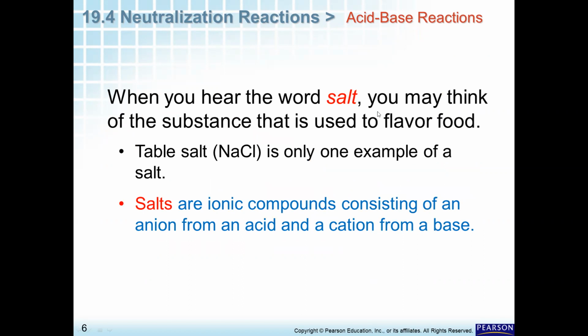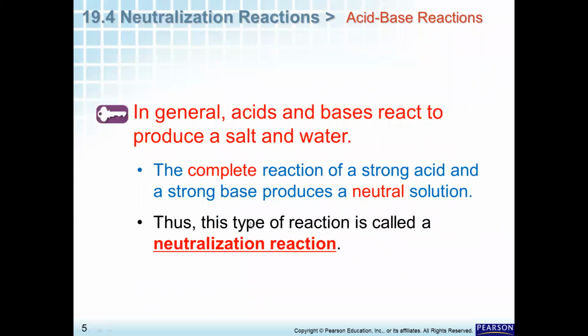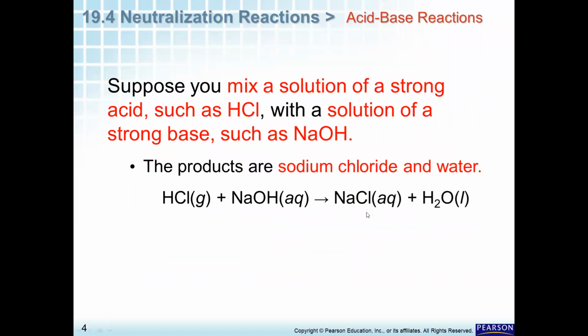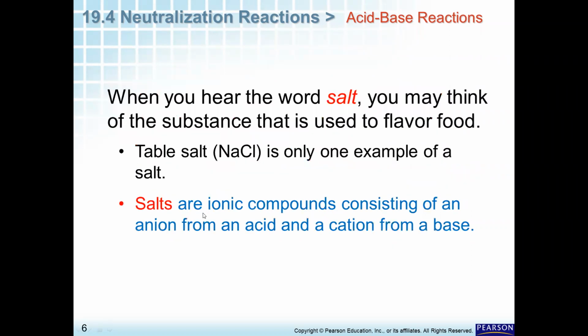So that's what I was telling you about. The word salt doesn't always mean sodium chloride, but is an ionic compound consisting of an anion from the acid and a cation from the base. As you can see here, for example, in NaCl, the cation, which is Na plus, is coming from the base, and the anion, which is the Cl minus, is coming from the acid. That's what the definition is about.